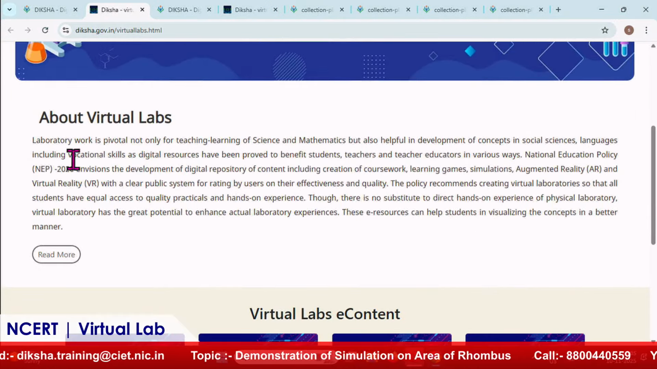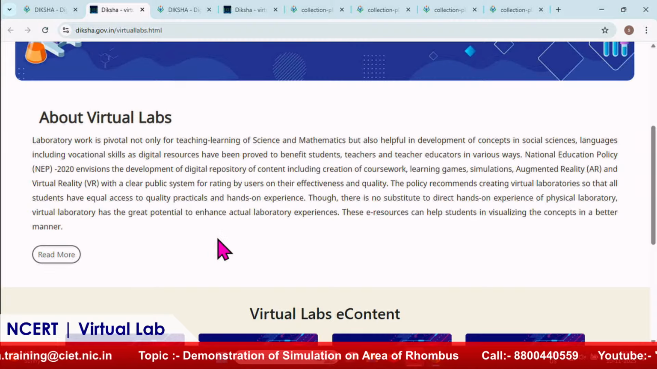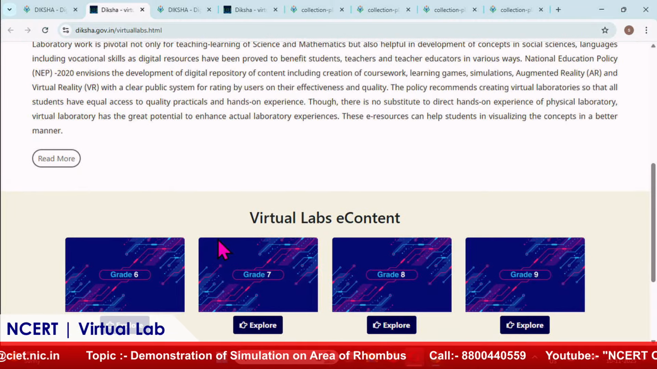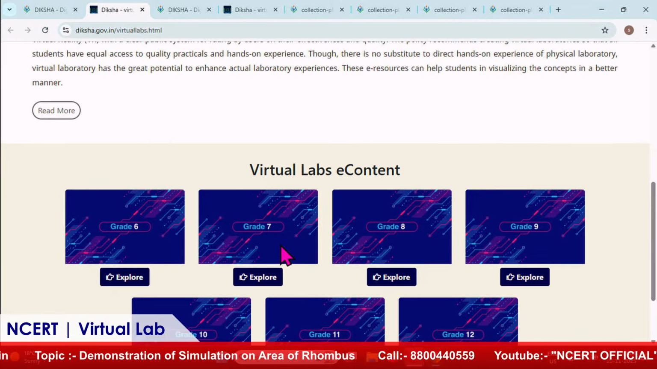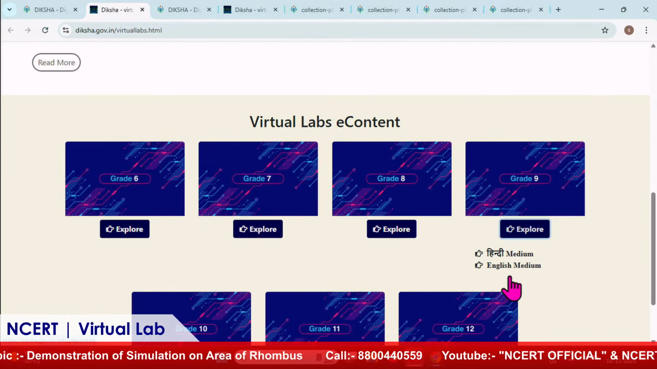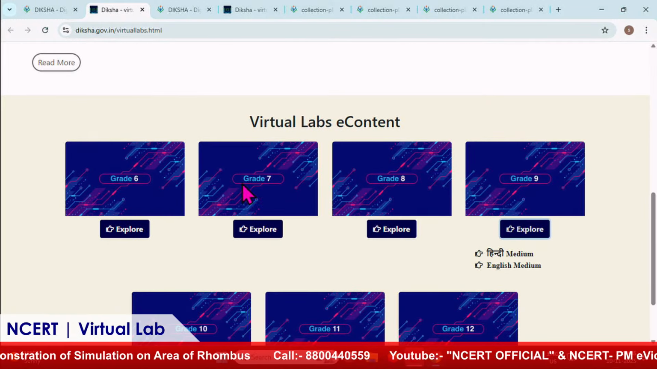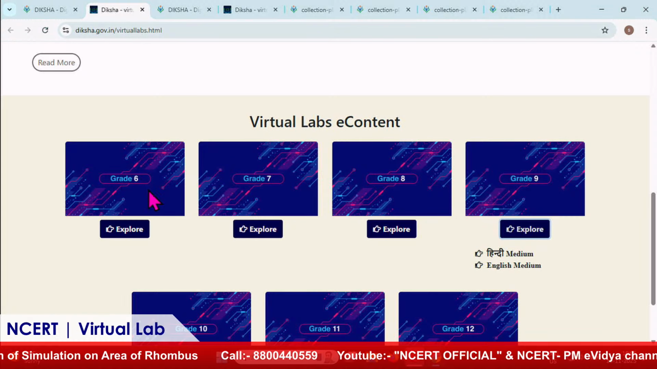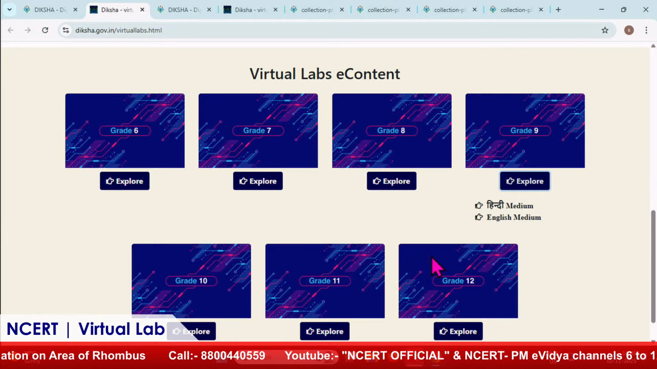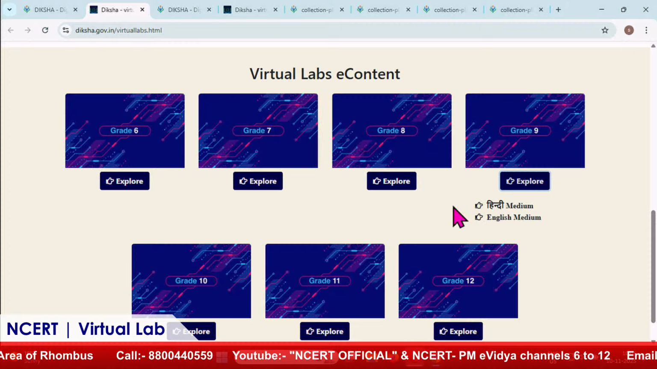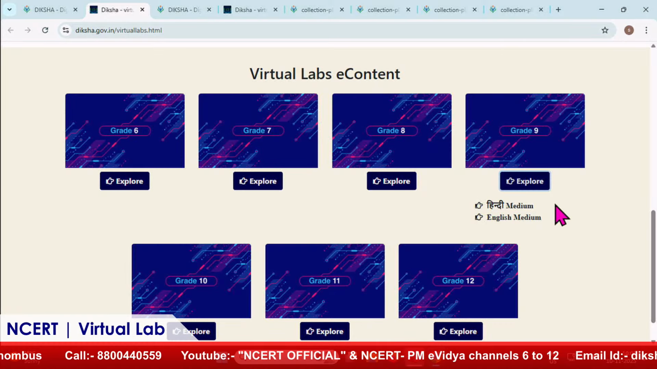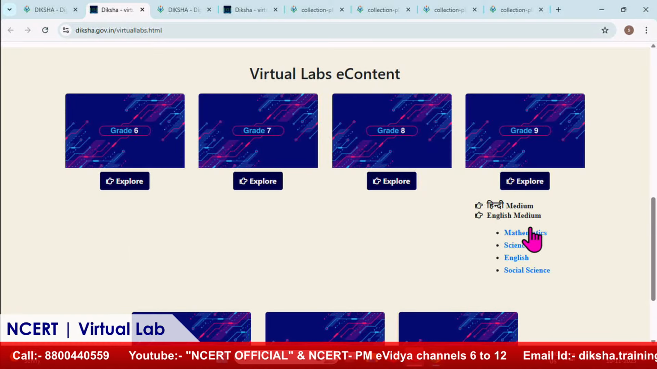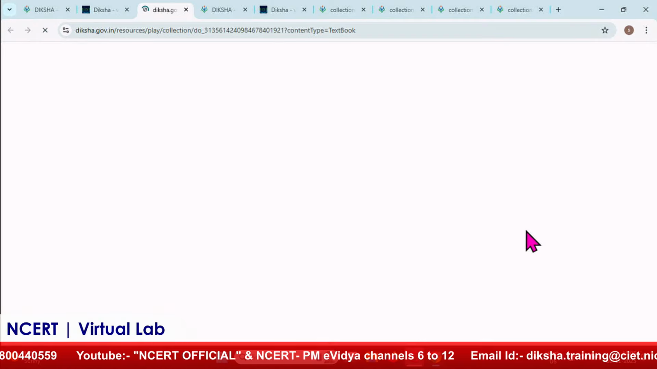So this is our virtual lab, you can read what virtual lab is. Now today's demonstration is of class 9th. So we have to click 9th. You can see the experiments and simulations are given from class 6 to class 12th. So our experiment is of class 9th. You have to click here and click on mathematics.